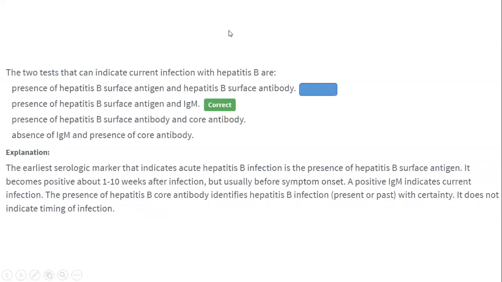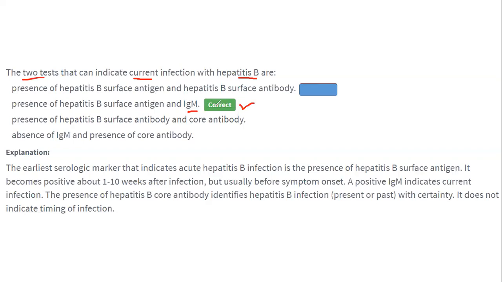This question says, the two tests that can indicate the current infection with hepatitis B. Okay, so they said current infection, acute stage, hepatitis B. Out of these, which two can indicate the patient has an active or acute hepatitis B infection? So presence of hepatitis B surface antigen and immunoglobulin M. This is the correct answer.